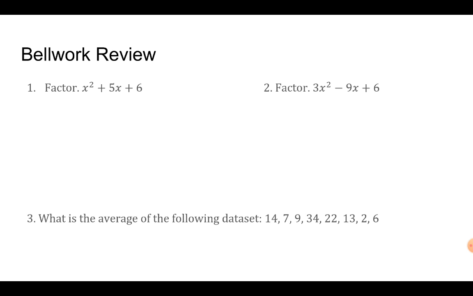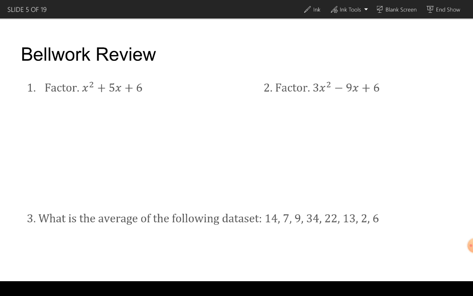The first one said to factor x squared plus 5x plus 6. The first thing we need to do is find A, B, and C. A is the coefficient in front of x squared. When there is not one listed, we assume it's 1. B is the coefficient in front of x, which is 5. And C is the constant, which is 6.